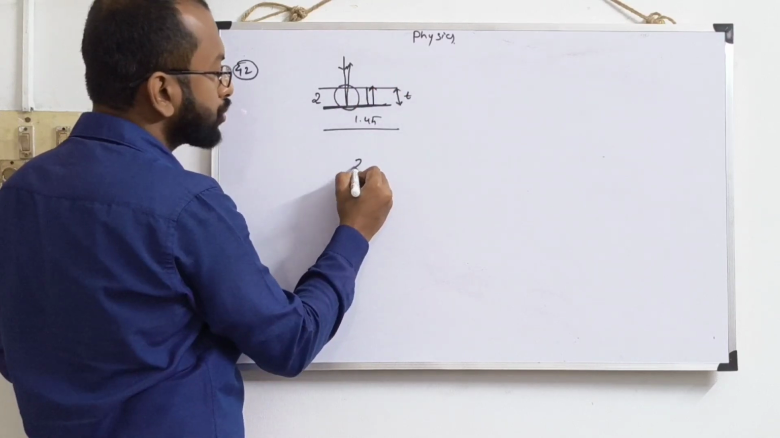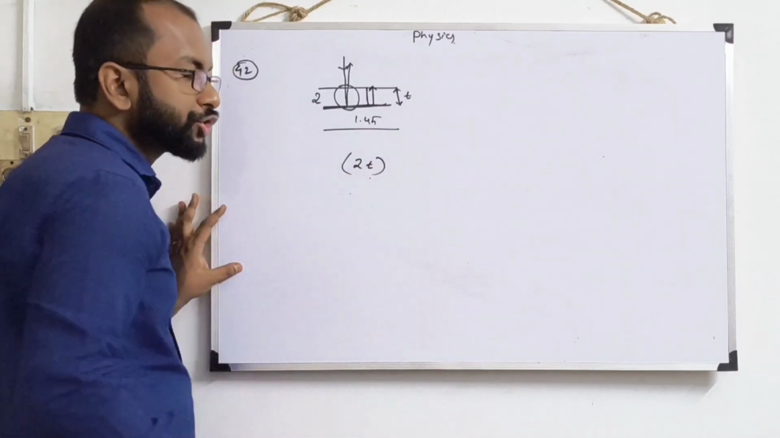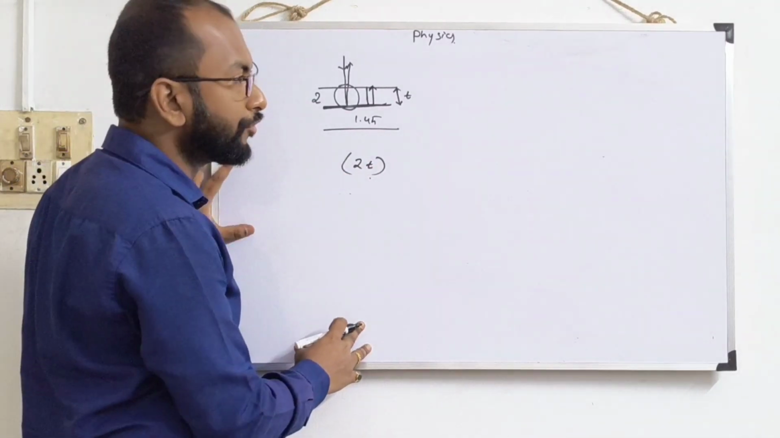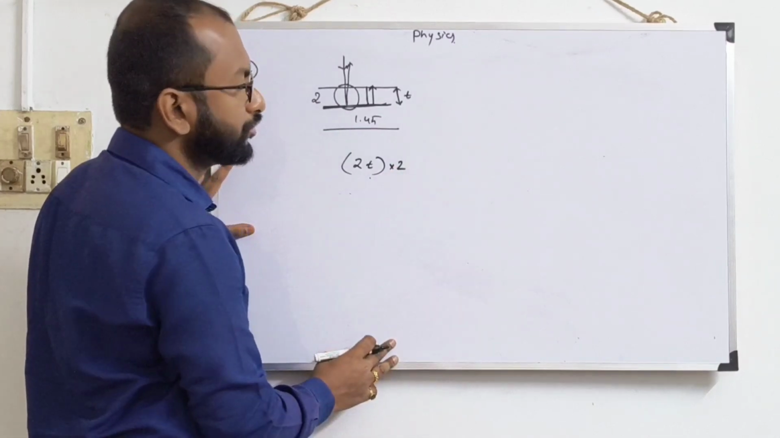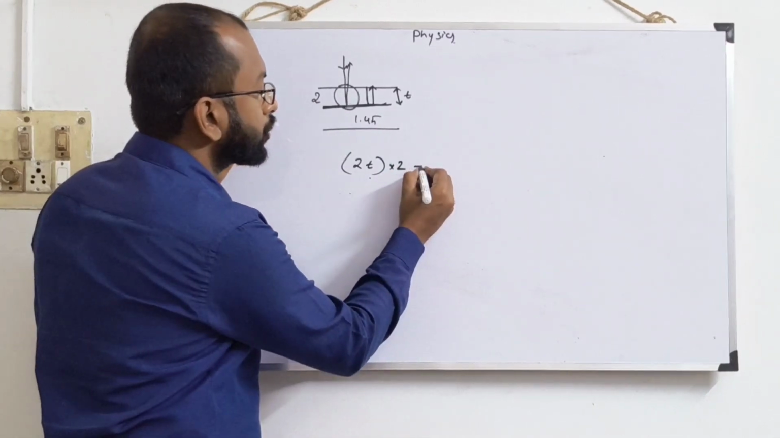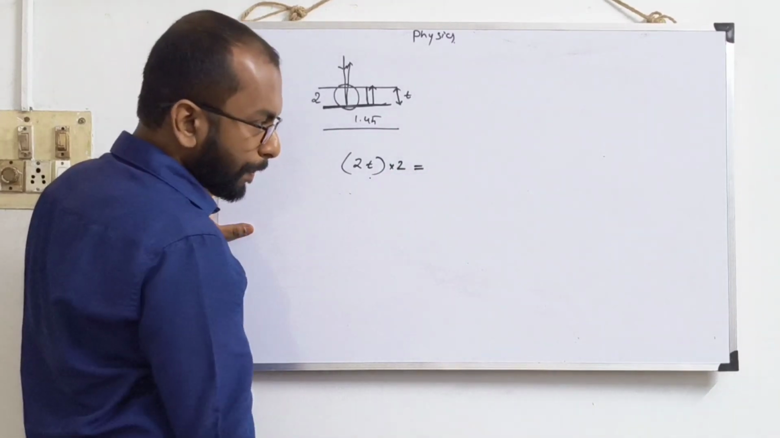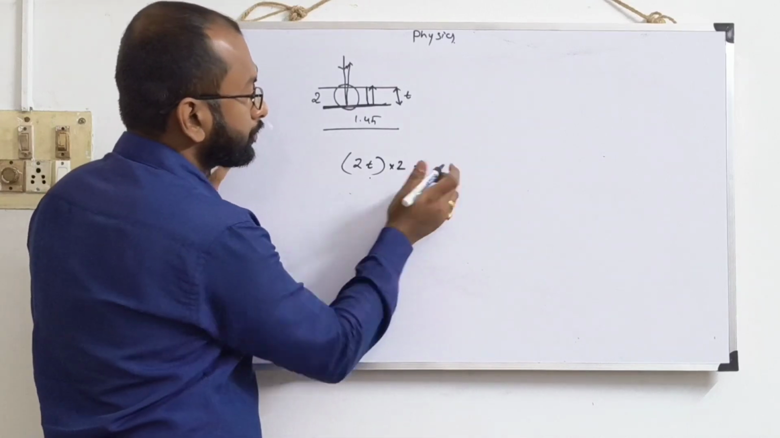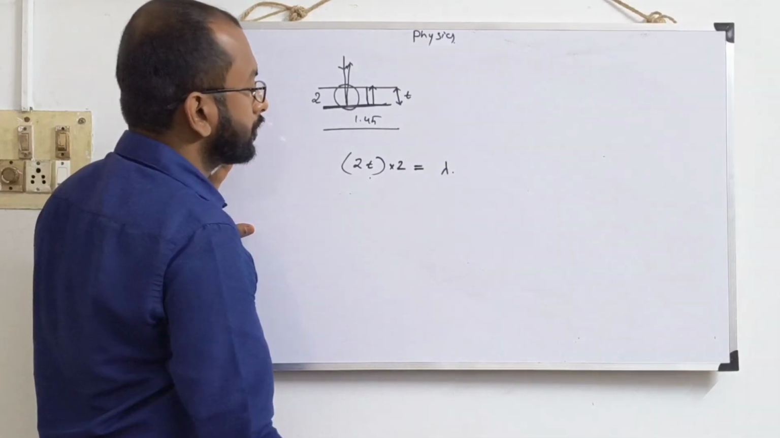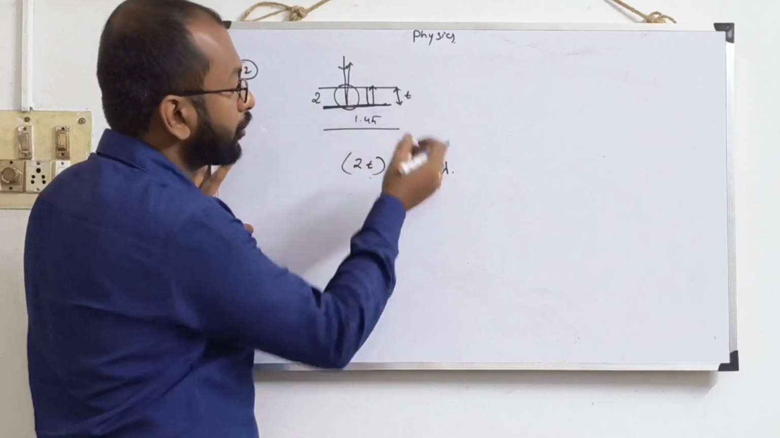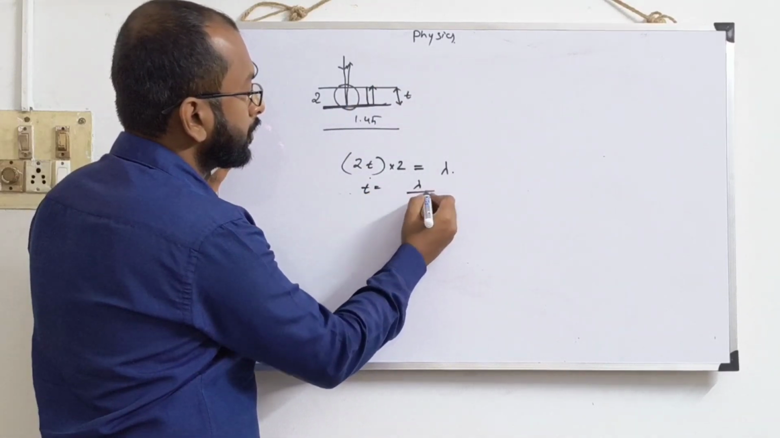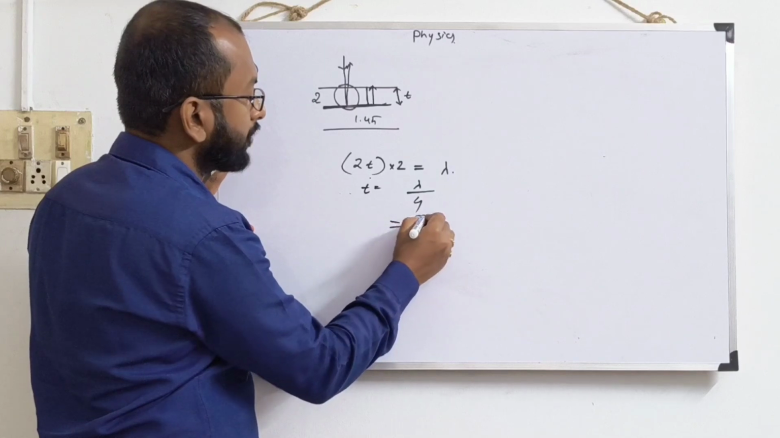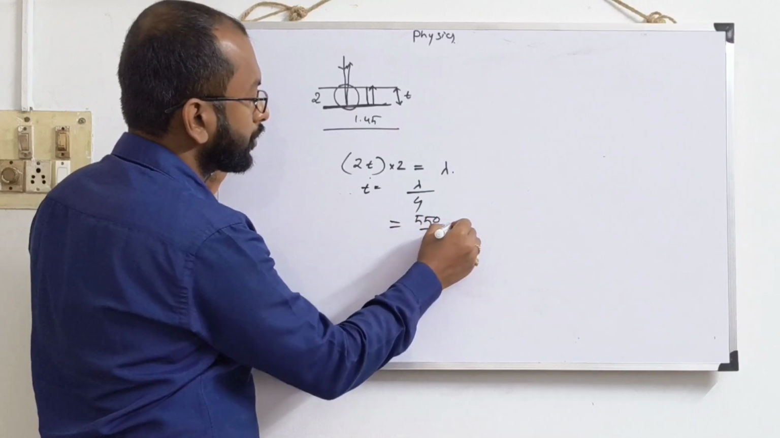So total path will be 2t, but that path is traveled in the medium of refractive index 2. So the optical path, or the path difference, will be 2 times 2t, and that should be equal to n into lambda. N is of course 1. So we'll put for the minimum value of t, n will be equal to 1. So the value of t will be lambda by 4. Lambda is given 550 nanometer by 4.